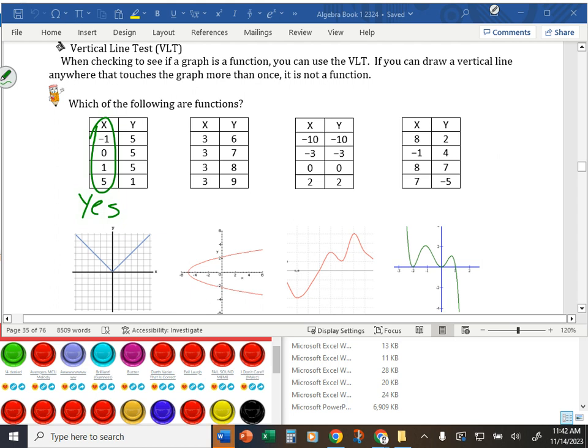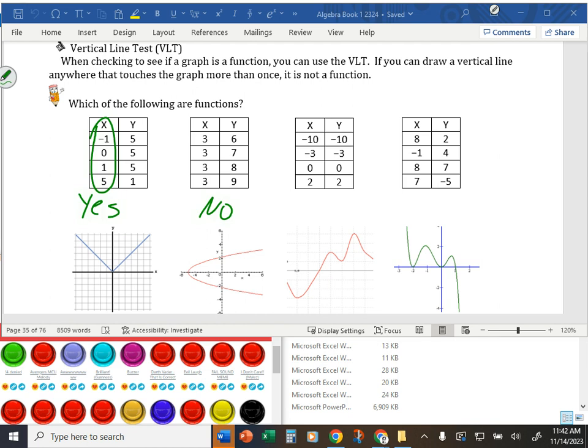Next one. Yay or nay? Raise your hand for yay, function. Raise your hand for nay. It is not a function. The reason why is because look at all these x's repeating. The same person has 4 different birthdays. I'm not buying presents 4 times for the same kid for the birthday. All right? Next one. Raise your hand. Yay, function.